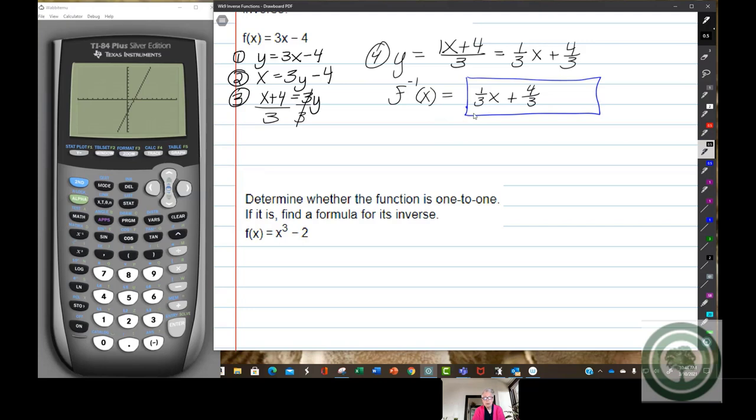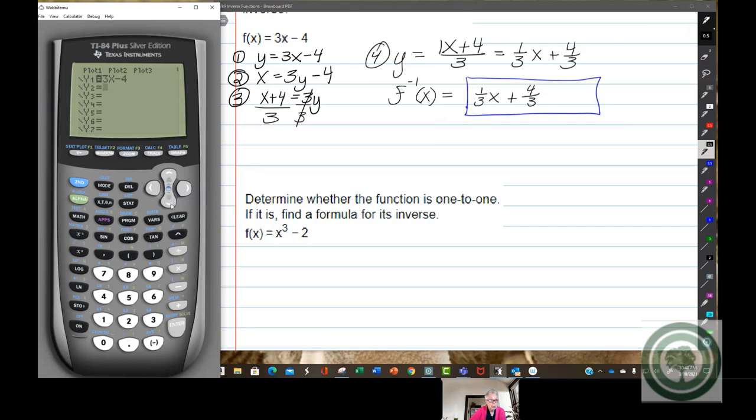Now later on, we're going to be graphing both of these on the same axes, so I want to do it now, just so you'll be prepared. I'm going to come down to y2, parentheses 1 divided by 3, parentheses closed, times x, plus parentheses 4 divided by 3, parentheses closed. That's what I typed: 1/3 x plus 4/3. Now I'm going to graph both of these.